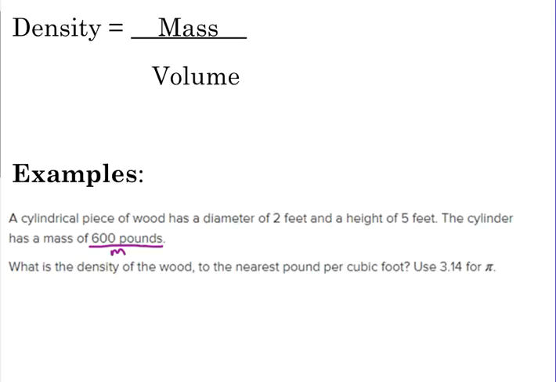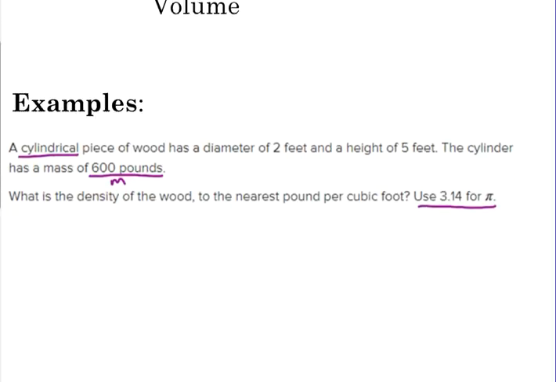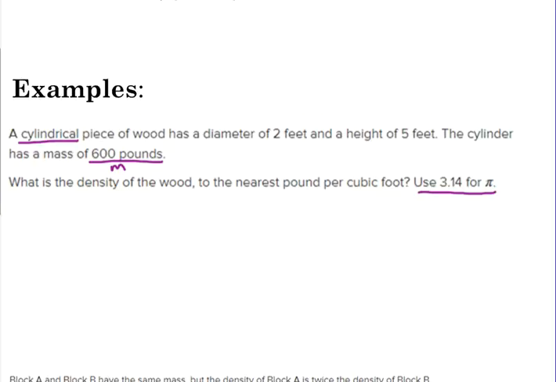The volume, though, they don't come out and give us, but they give us the dimensions of this cylindrical piece of wood. So that means we're looking at a cylinder. We need our formula sheet from yesterday. And typically, if they say use 3.14 for pi, that probably means somewhere in the problem you're going to need pi to figure something out. So let's start by figuring out the volume for our cylinder. The volume formula for a cylinder is pi r squared h.